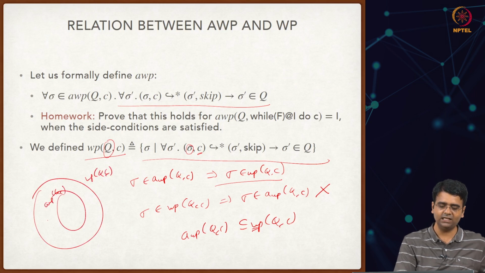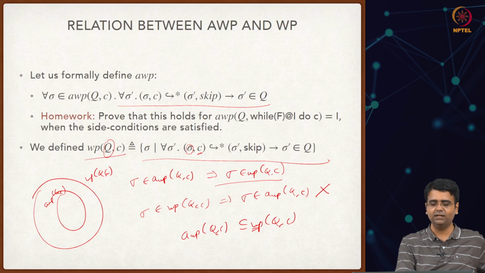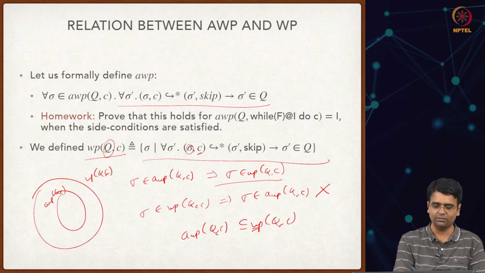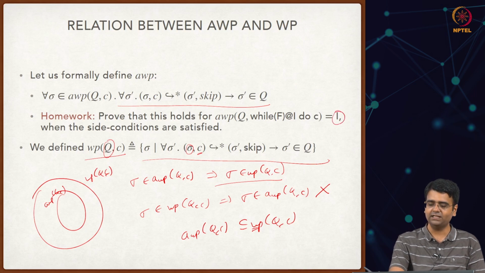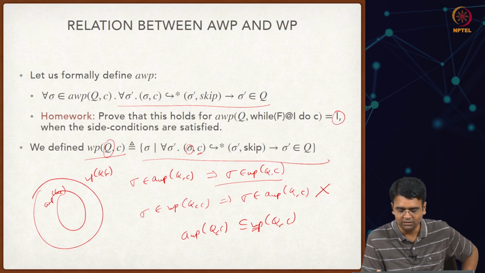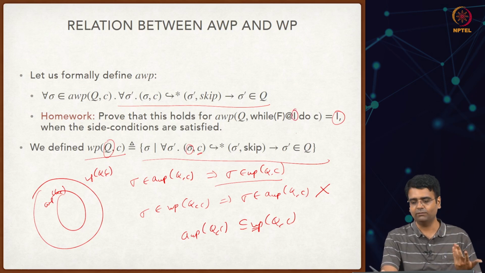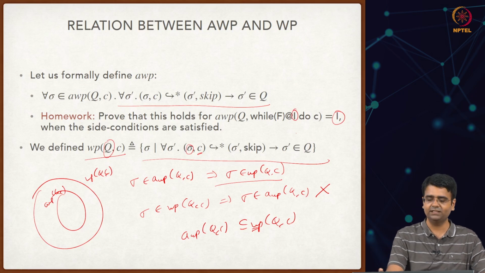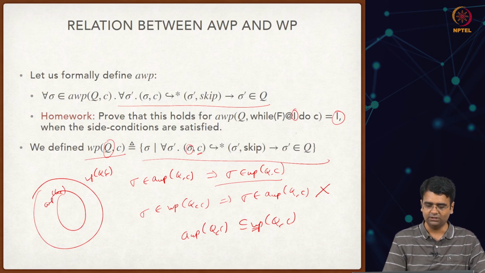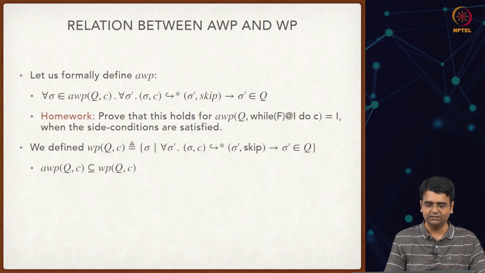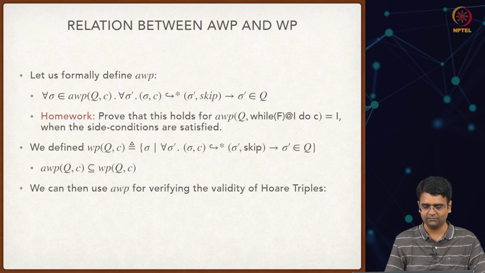So any state that is in AWP(Q, C) is guaranteed to be present in WP(Q, C), but the vice versa is not true. In fact, that's why we say that I is an approximate weakest precondition, because it's based on what is there in the program. So it's an annotated loop invariant, so it need not encompass all possible states which are present in the weakest precondition. So this is the relationship between AWP(Q, C) and WP(Q, C).